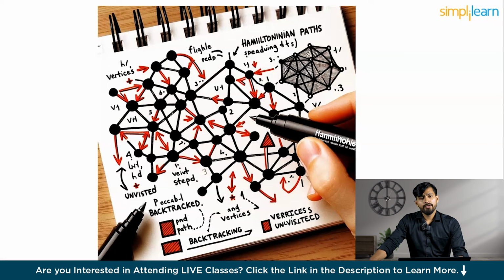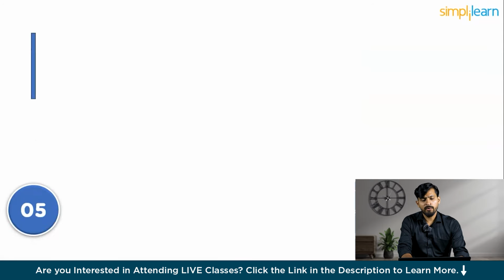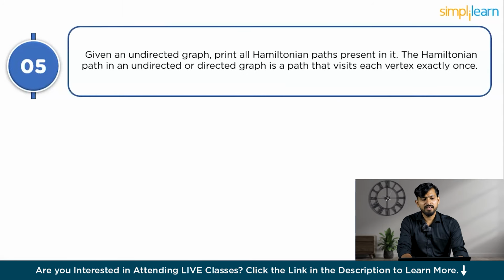So guys, I hope you would have heard about Hamiltonian paths. It is related to a graph problem. Let us see what the given question is. By seeing this diagram, you have got some idea regarding what could be the Hamiltonian graph. But first of all, let us try to understand our question. Our question is, given an undirected graph, print all the Hamiltonian paths present in it. A Hamiltonian path in an undirected or a directed graph is a path that visits every vertex exactly once. So a bit of definition I have added over here.